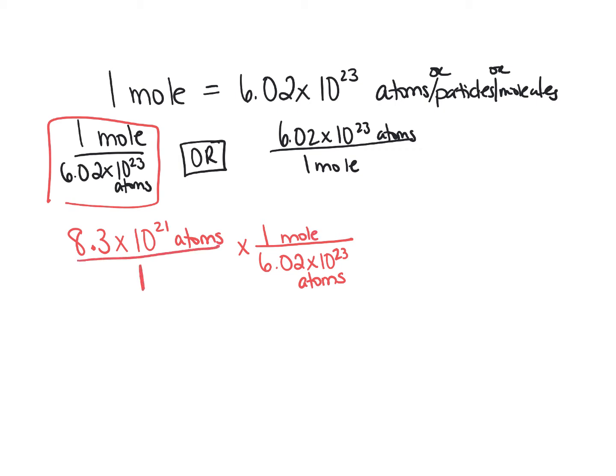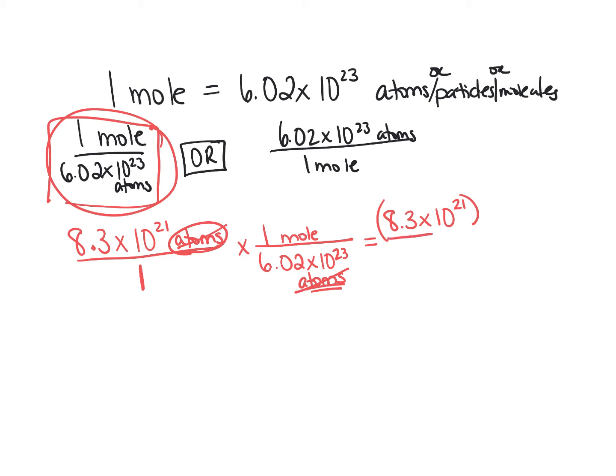It's going to be like I'm taking a fraction times a fraction. Well, if I have atoms on top and atoms on bottom, that unit is going to cancel out. So that's how I decided that I need to use this conversion factor, because I need to have atoms on the bottom because that's what I was given. What this looks like mathematically is I'm going to multiply across the top. So 8.3 times 10 to the 21st times 1 is just 8.3 times 10 to the 21st. I'm going to multiply across the bottom. So that means I'm going to have 6.02 times 10 to the 23rd on the bottom.